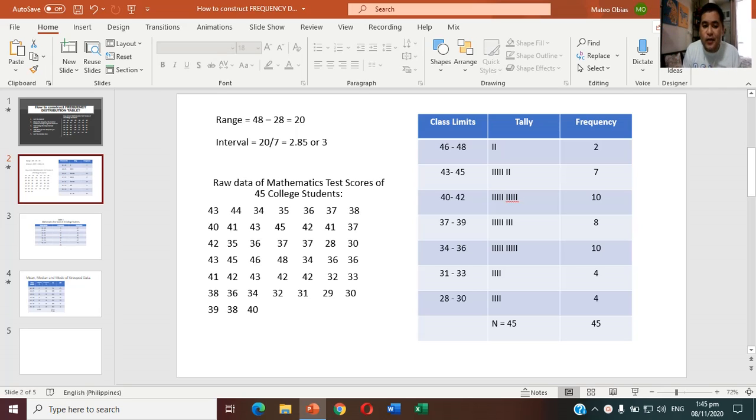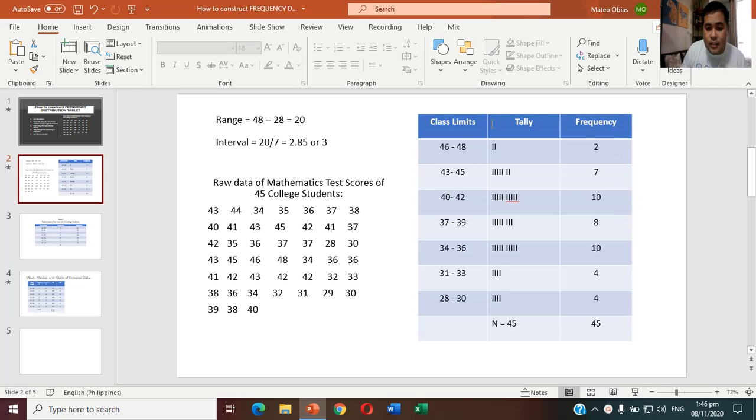For today's video, we're going to continue the discussion by finding the measures of central tendency of a group distribution table. So last video, I discussed how to construct a frequency distribution table. If you still remember the frequency distribution table that we created last time, we have already tallied, and then we get the frequency.